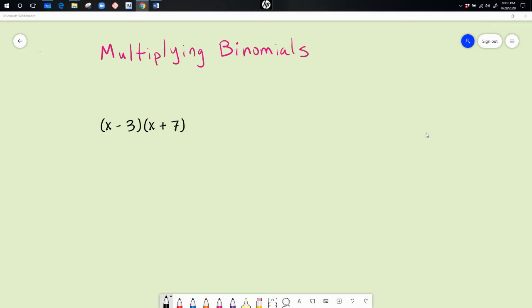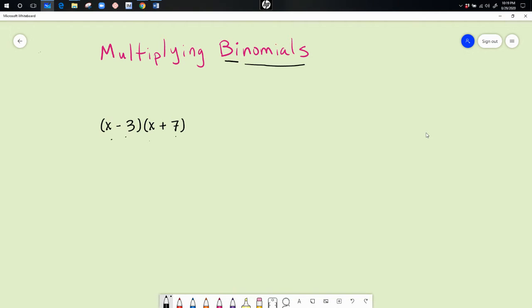So what I mean by multiplying binomials: bi is the prefix that means two, and nomials is talking about terms. So a binomial is two terms. So x plus 7, for example: x is one term, 7 is another. x is one term, negative 3 is the other. So we're going to be multiplying two binomials.